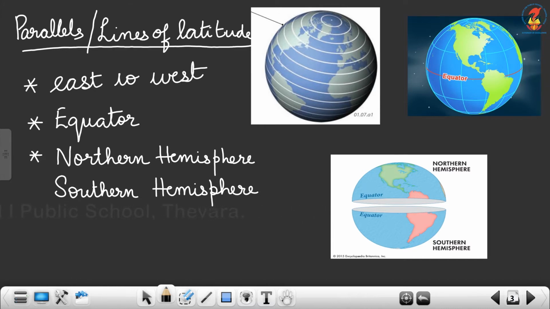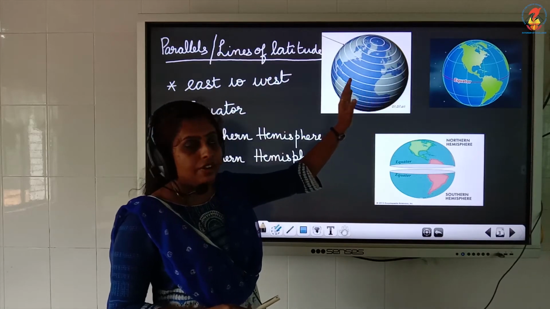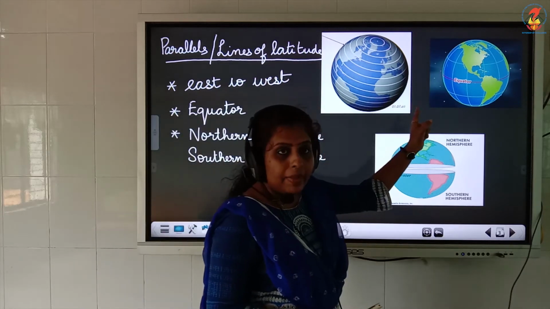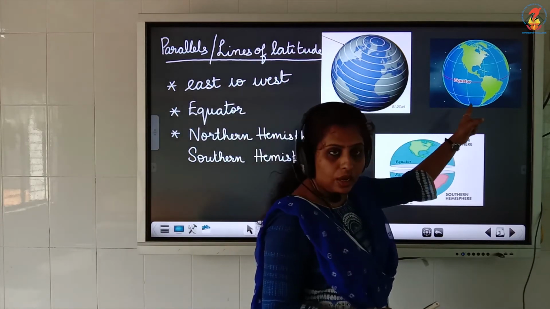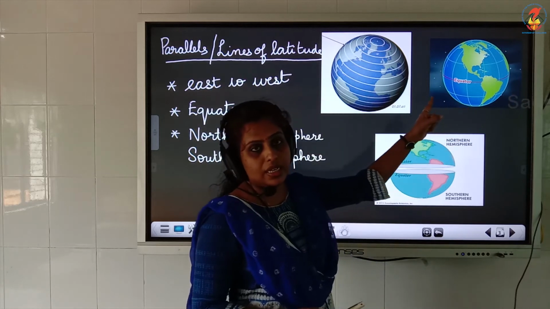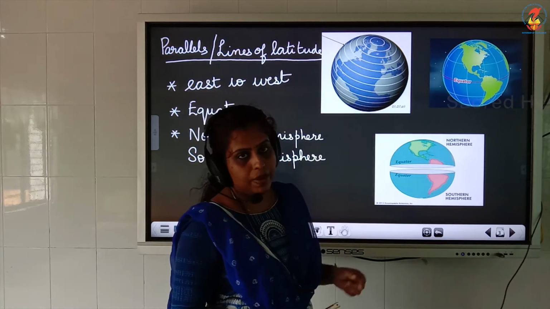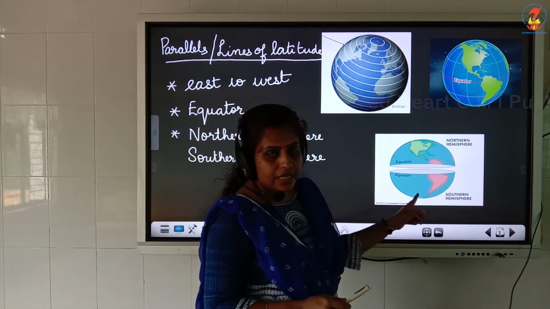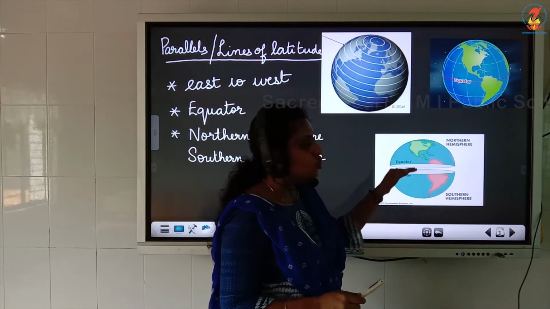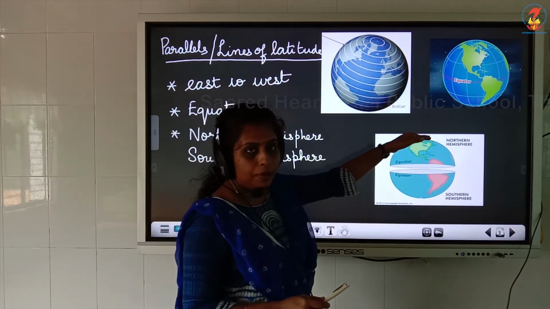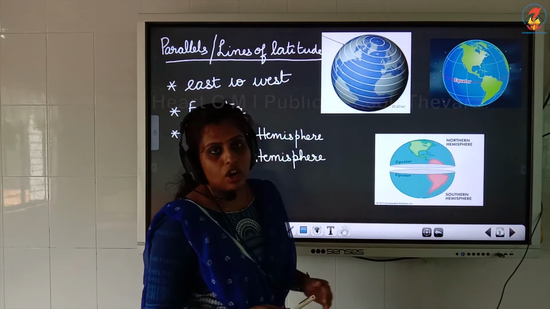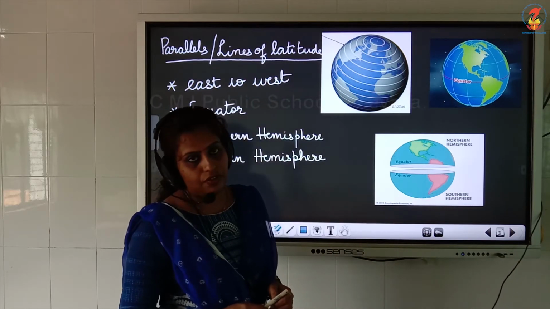I'll repeat once more. Parallels are a set of circles. They run from east to west. We have a middle parallel called the equator, and the equator is called the longest parallel. Then the next point we learnt is that the equator divides the earth into two halves. The top part is called the Northern Hemisphere and the bottom part is called the Southern Hemisphere.